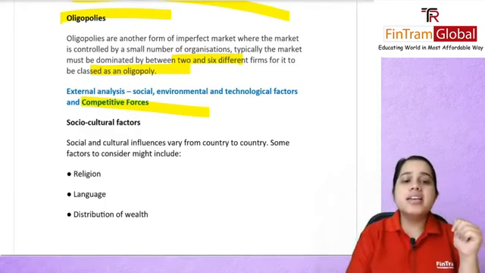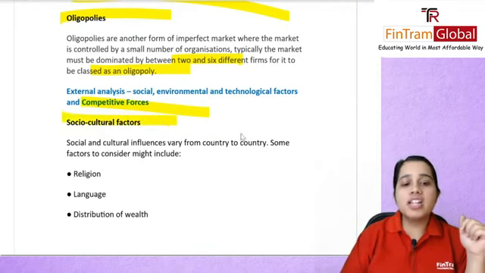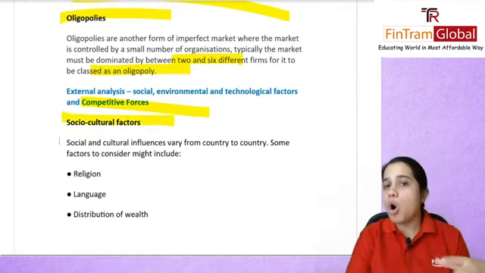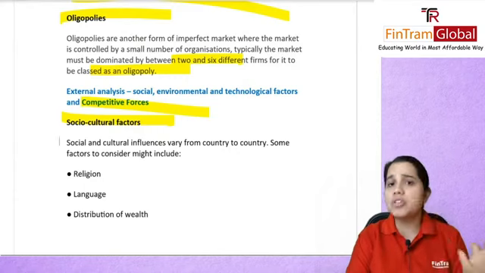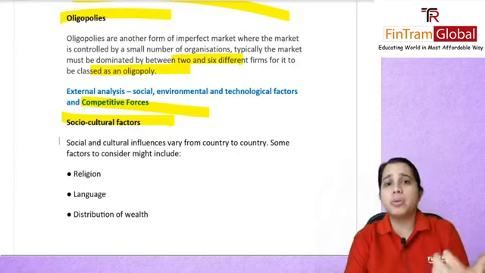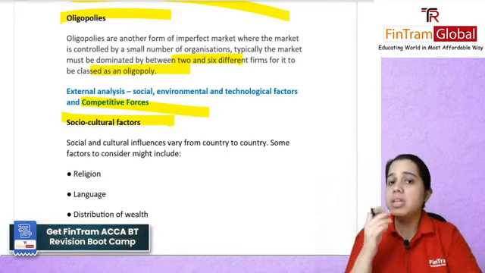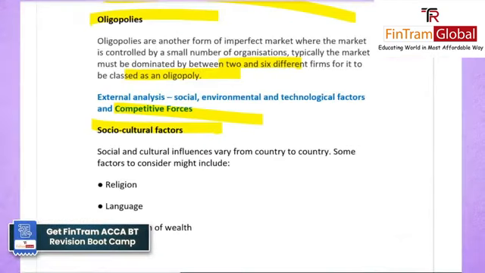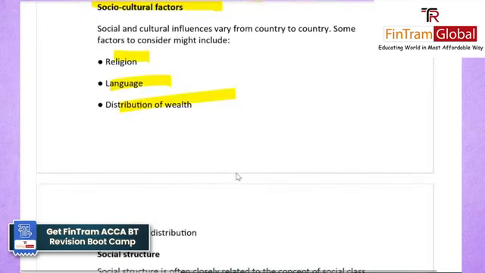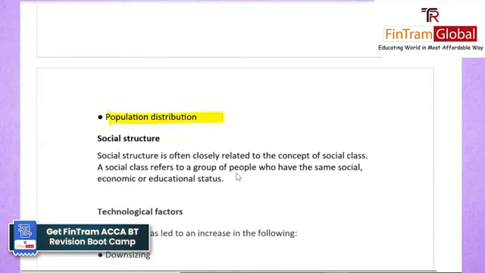Here, firstly, we'll talk about the socio-cultural factors. These will of course vary from country to country, because every country will have different people, diversity, and hence this is something that is going to be different. Some factors that you will consider here are religion, language, distribution of wealth, and population distribution.